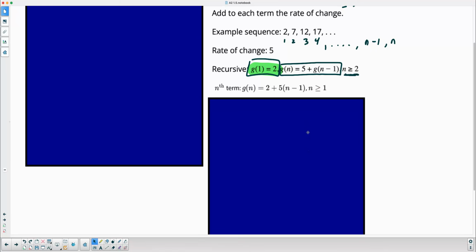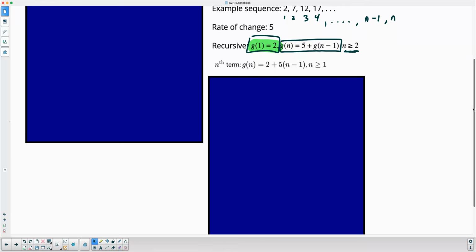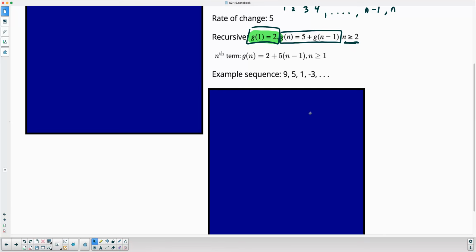So this is the part that's a little tricky. The nth term, this is the explicit formula, technically. We haven't really done this yet, so I wouldn't worry about that right this second, but we'll get to that in the next couple lessons. So here's another one.